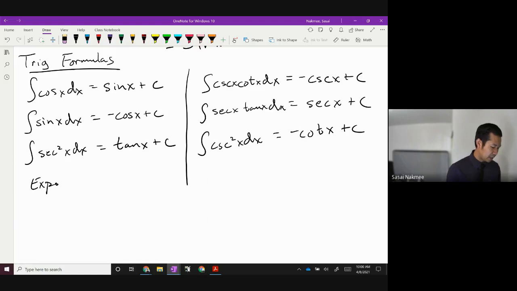No, that's not how you spell exponential. Exponential formulas. That's not how you spell formula. Get it together.